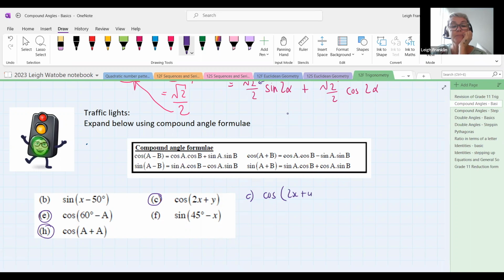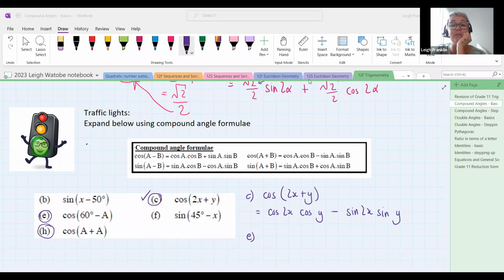There we go. Well done. So I'm doing number C. Okay, so it's going to be cos 2x cos y minus sin 2x sin y. Yes, there we go. Beautiful. Well done. 100%. Excellent. Okay, so that's that one done. Nice. Let's see who else has got a hand up.